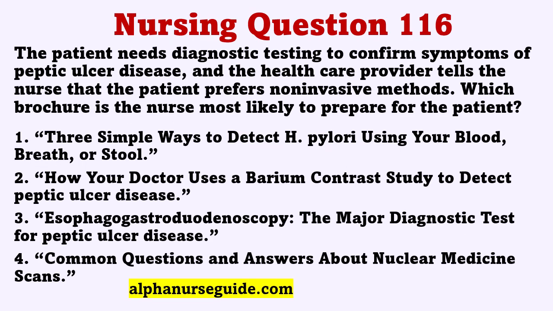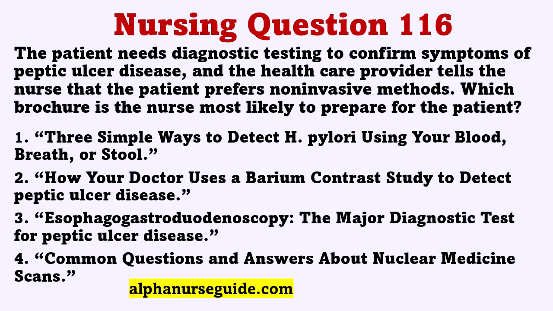recurrent. The patient needs diagnostic testing to confirm symptoms of peptic ulcer disease, and the healthcare provider tells the nurse that the patient prefers non-invasive methods. Which brochure is the nurse most likely to prepare for the patient? 1. 3 simple ways to detect H. pylori using your blood, breath, or stool. 2. How your doctor uses a barium contrast study to detect peptic ulcer disease. 3. Esophagogastroduodenoscopy, the major diagnostic test for peptic ulcer disease. 4. Common questions and answers about nuclear medicine scans.